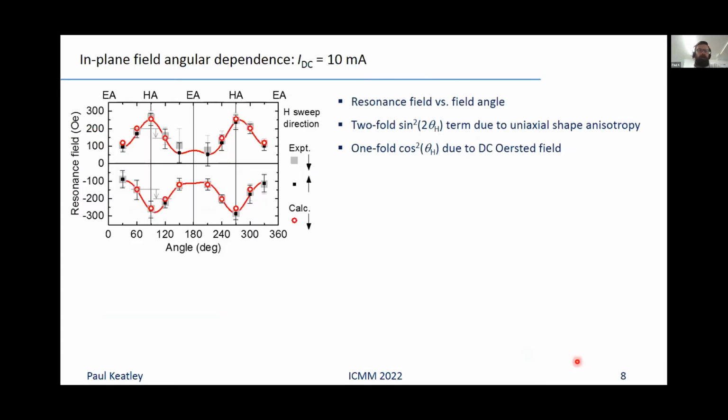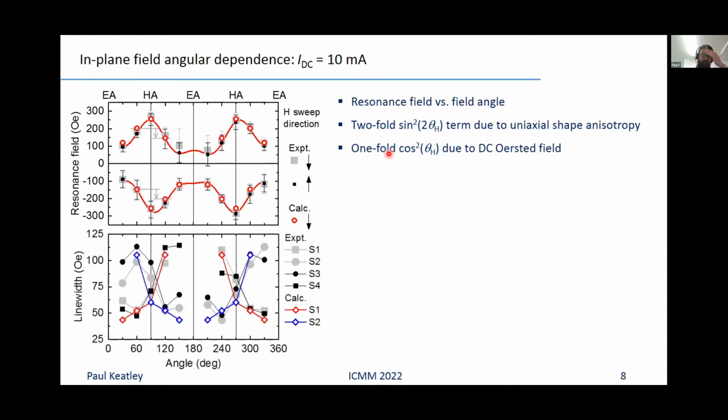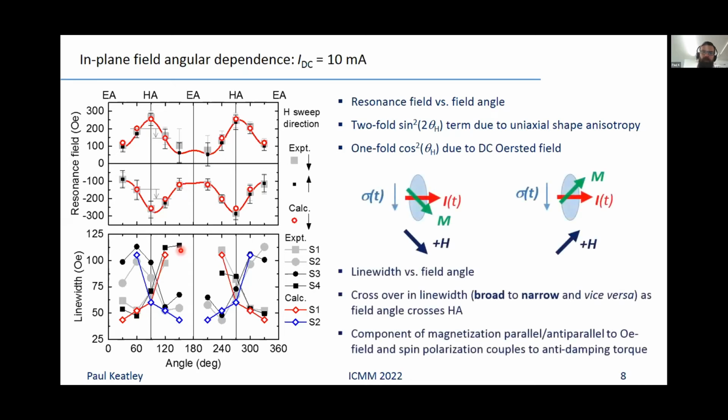So here's the angular dependence for the 10 milliamps case then. There's a twofold sine squared 2 theta term due to the uniaxial anisotropy, and then a one-fold cos squared theta due to the DC Ørsted field. And this was the interesting feature. This was the line width, and we have changes as you go across the hard axis at 90 degrees. You have changes from a broad line width to a narrow line width, and then for the other side of remanence, you go from a narrow to a broad resonance. And you can use that to try and estimate the damping parameter and the spin torque parameter.